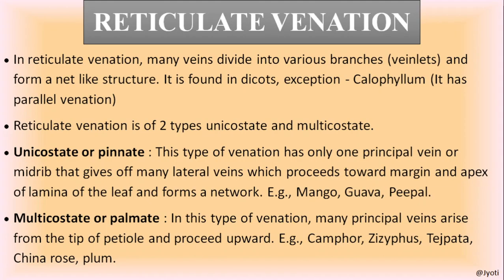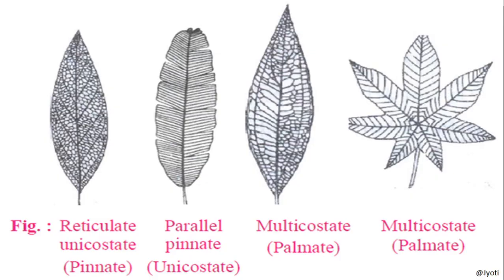Okay, but in multicostate or palmate reticulate venation, many midribs are present, or you can say many principal veins are present. They are developed from the tip of the petiole and proceed forward. Okay, I'll show you the picture.